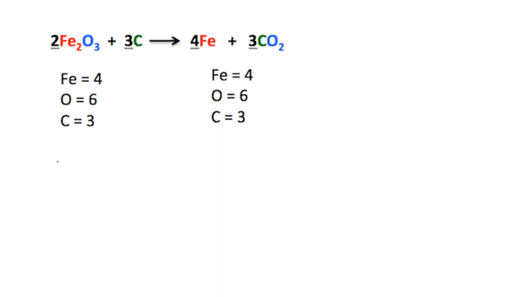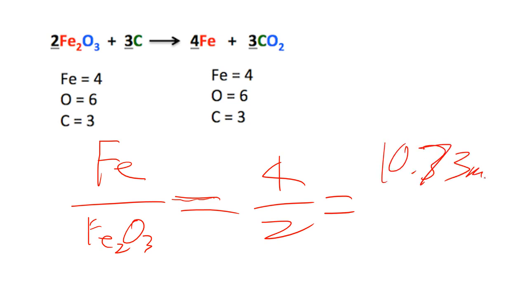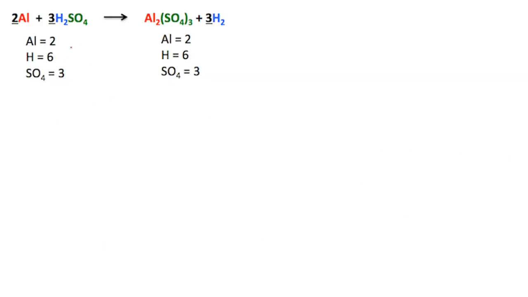Same thing with iron oxide, you would do the same thing. You would do the same mole ratio. We do Fe over Fe2O3, and this would be equal to 4 over 2. And what did we say? We had 10.73 moles of iron, so we want to figure out how many moles of iron oxide we have. Let's do another example. Stoichiometry lets you deal with how much you have and how much you end up with.